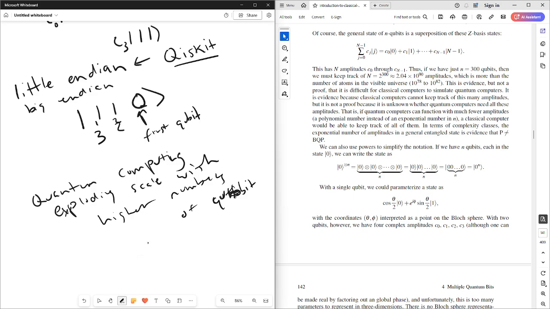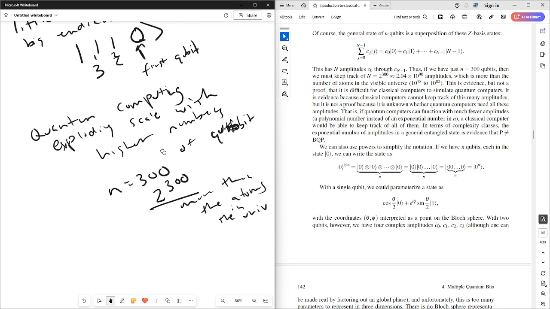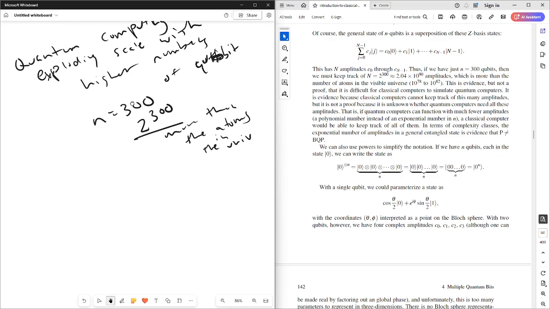If n is 300, we have to track 2 to the 300 amplitudes, which is more than the number of atoms in the universe. We don't have classical computers that can track that, and quantum computers that can track that number of amplitudes are a long way away.